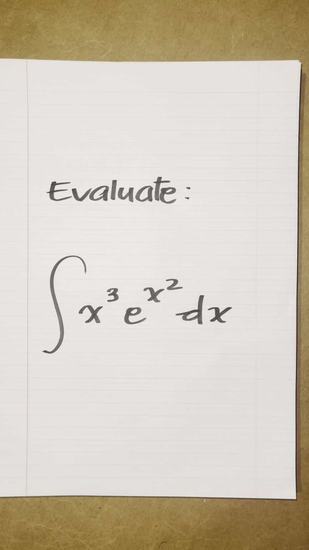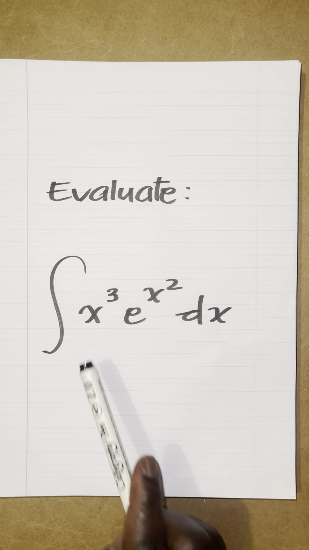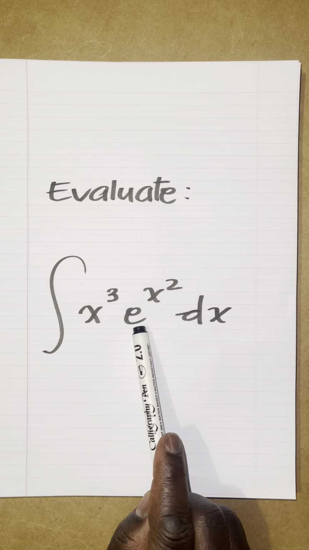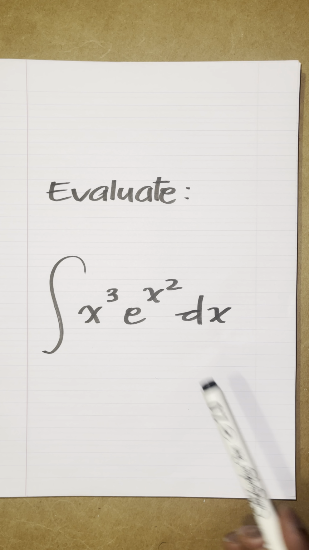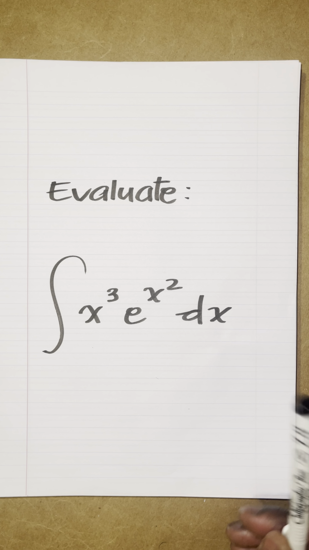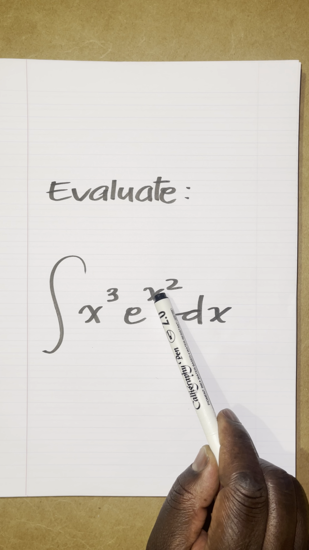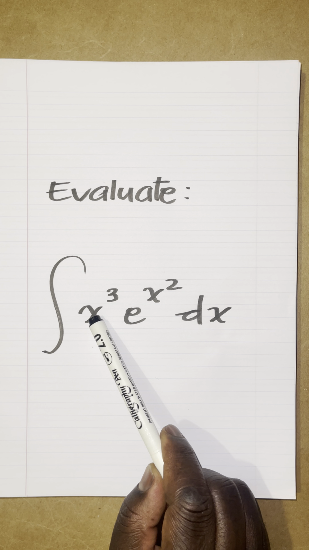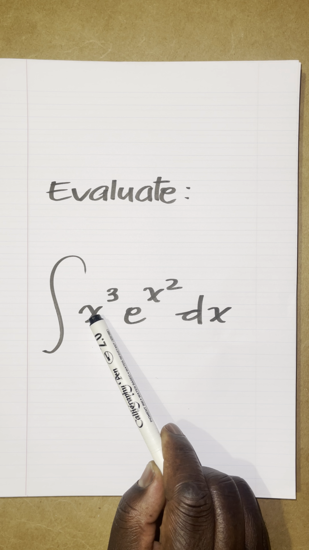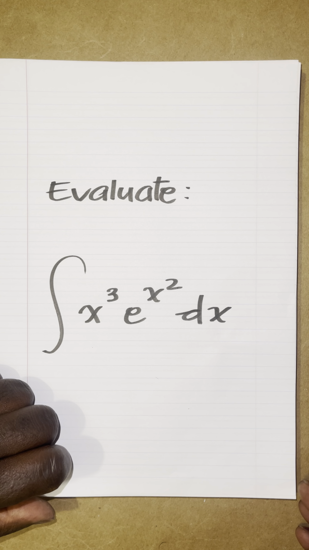In this video I have this simple integral that I would like us to look at. It's the integral of x to the power 3 e to the power x squared dx. Now how we approach it is look at the power of e is x squared, and we can obtain x squared from here. So we split this into x squared times x as follows.